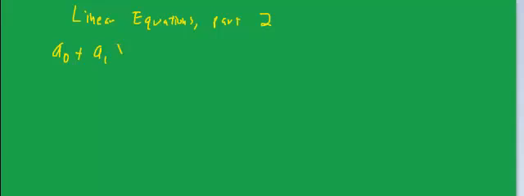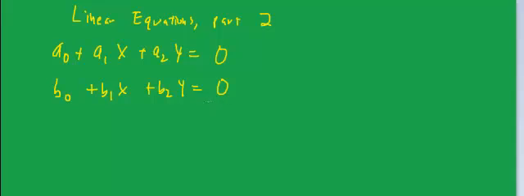a0 plus a1x plus a2y equals 0. Now in our last video, that's exactly what we had. That's one equation. And now we'll have another equation: b0 plus b1x plus b2y equals 0. And that's called a system of two equations and two unknowns. The unknowns are our variables x and y, and the things with the a's and the b's are coefficients. So they would be numbers that are given, or given constants. So that's two equations and two unknowns.